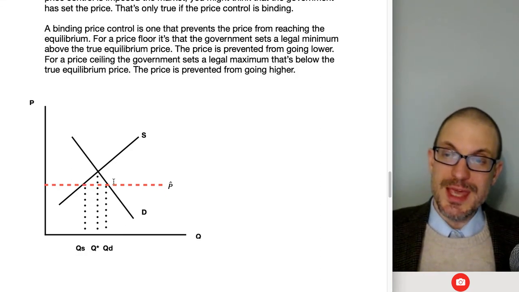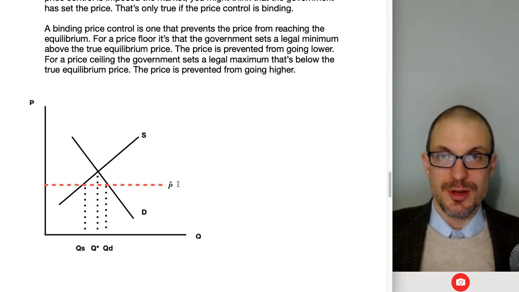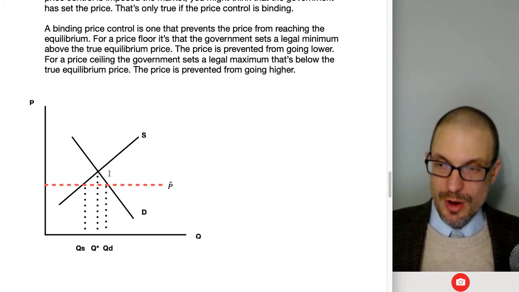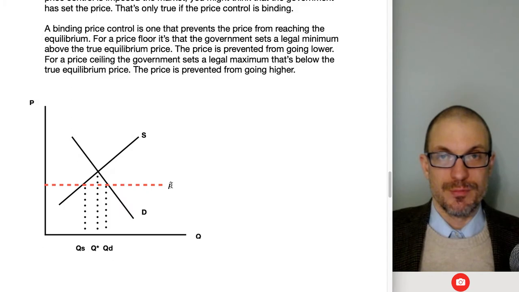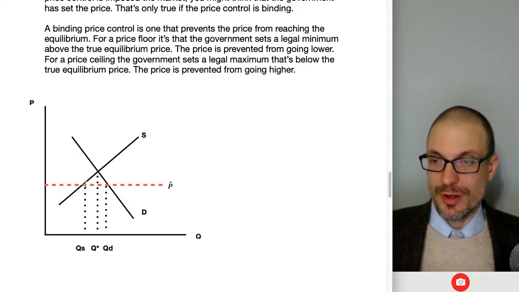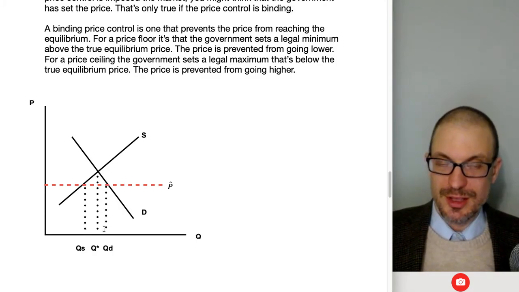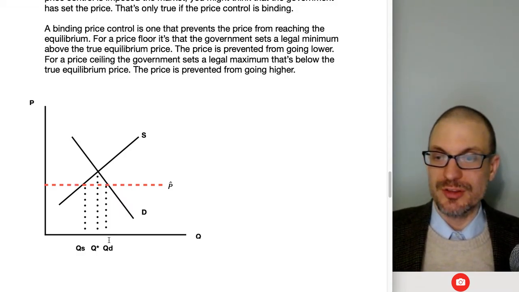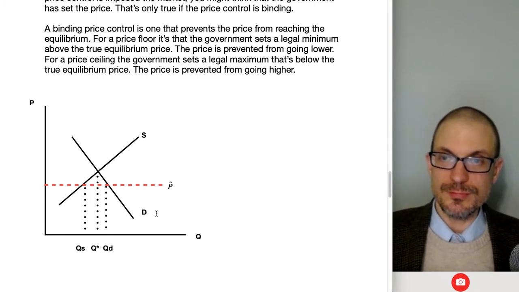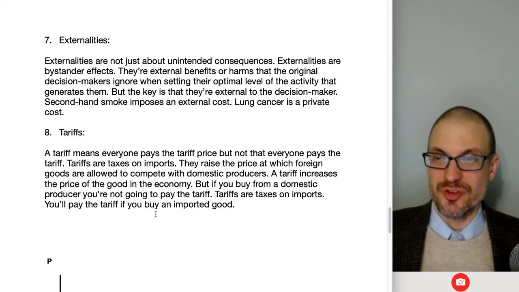So if P hat is a price floor, what's going to be the prevailing price in this market? Just the equilibrium price right here. But what if P hat is a price ceiling? Now the price in the market will be P hat. The quantity supplied at P hat is right here. The quantity demanded at P hat is right here. Because quantity demanded is greater than quantity supplied, as is the case for all below-equilibrium prices, we'd have a shortage, right?